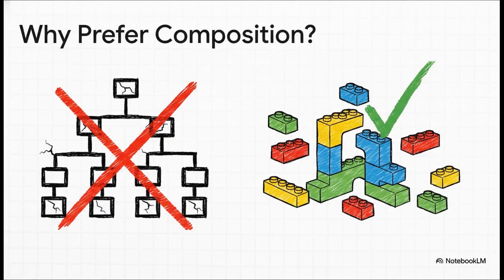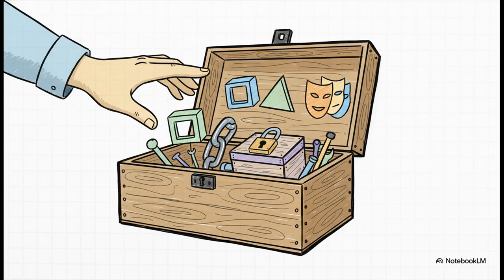So why do so many pros prefer composition these days? Well, ultimately, it's all about flexibility. It leads to code that's way easier to maintain and is less likely to break when you make changes down the line. It helps developers avoid getting locked into a rigid family tree of classes that can just become a total nightmare to manage.